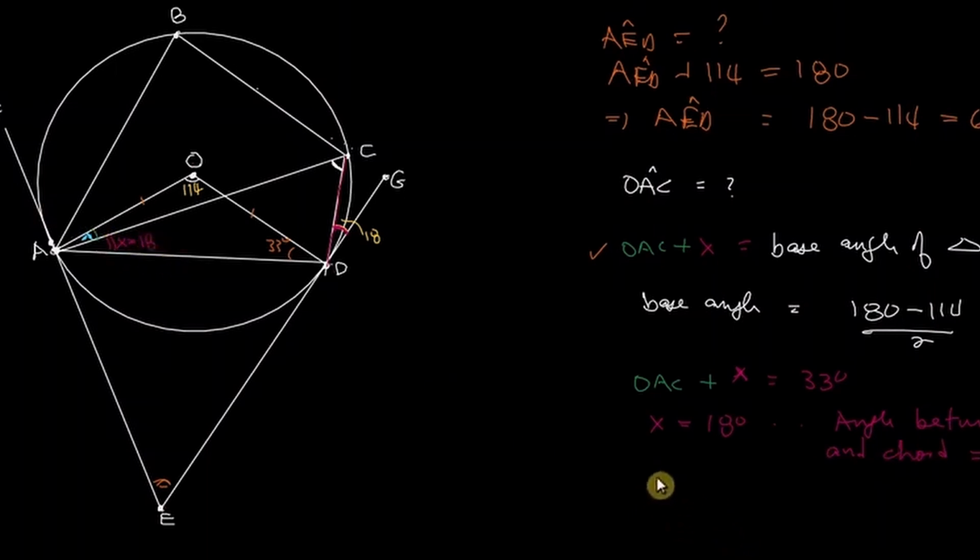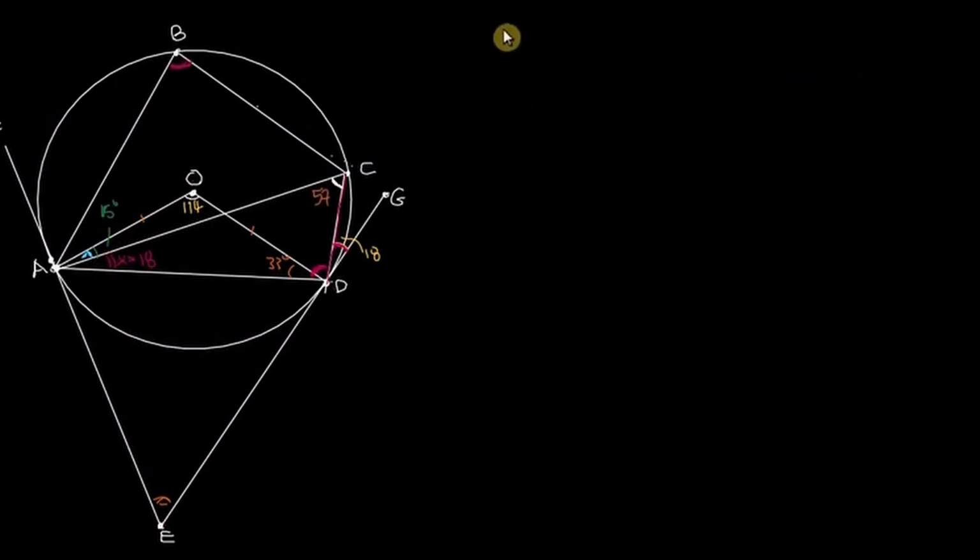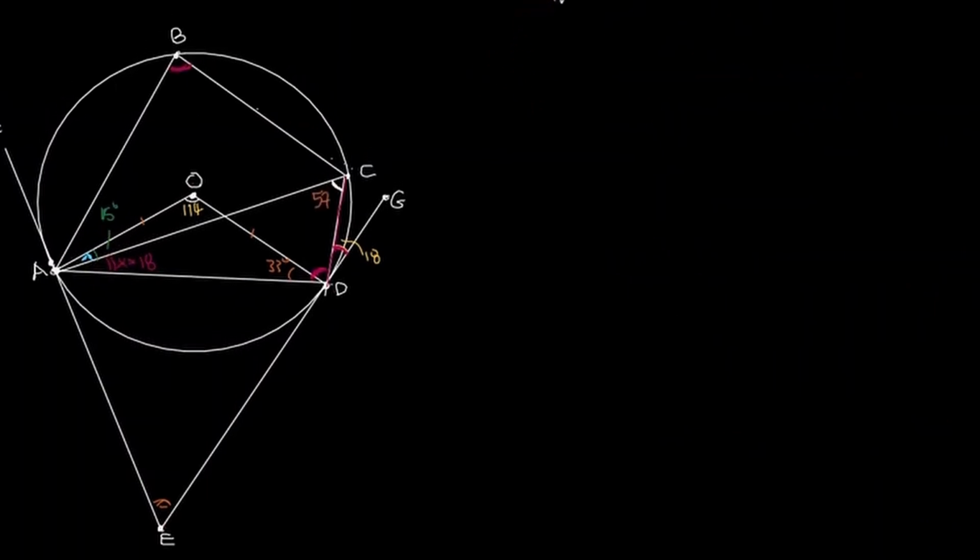So if we write that OAC plus 18 degrees is equal to 33 degrees, then OAC is equal to 33 degrees minus 18 degrees, and that is equal to 15 degrees. So we could put that in as well. So this angle is 15 degrees. So the final angle that we need to find is ABC. Let's identify ABC on our drawing.